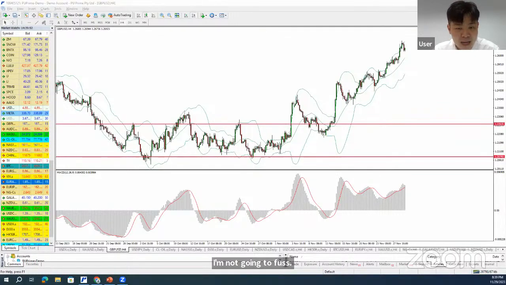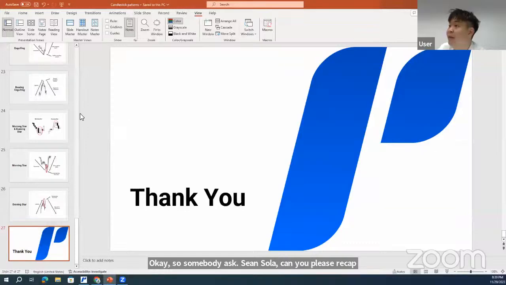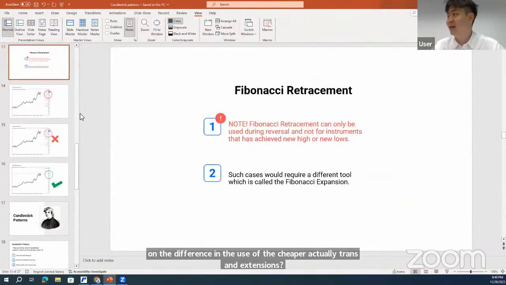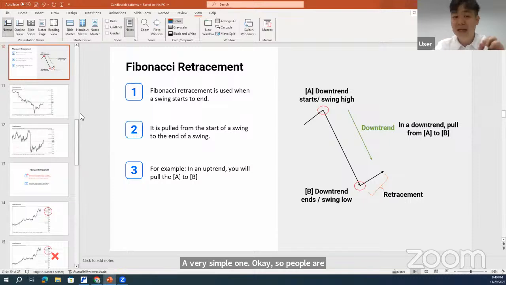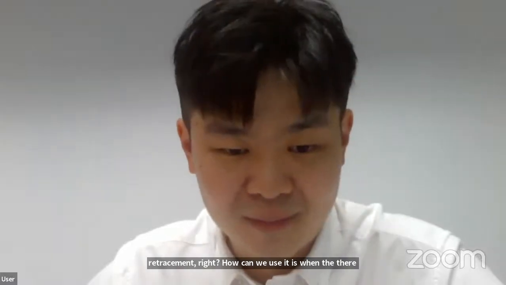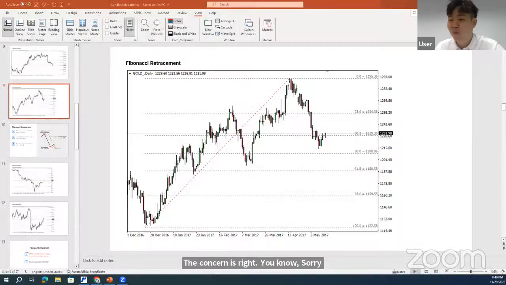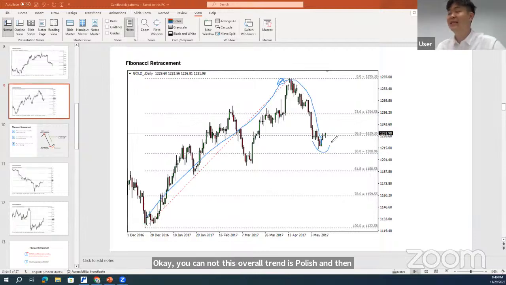Okay, so somebody asked, can you please recap the difference in the use of the Fibonacci retracement and expansions? A very simple one. Okay, so Fibonacci retracement: there is a criterion for us to use it. The criterion is the overall trend. You can notice the overall trend is bullish. And then if you notice there is a small retracement, 20 to 30%, then this is a chance for you to draw the Fibonacci retracement.